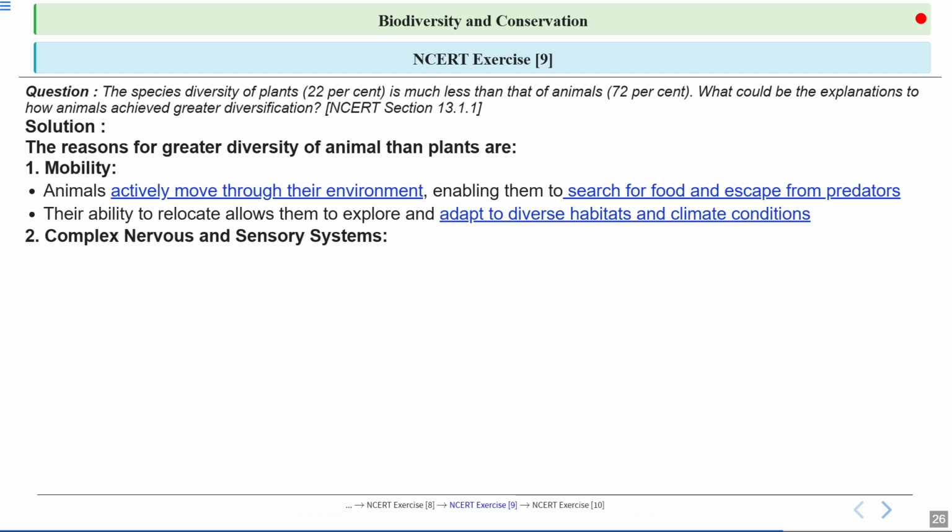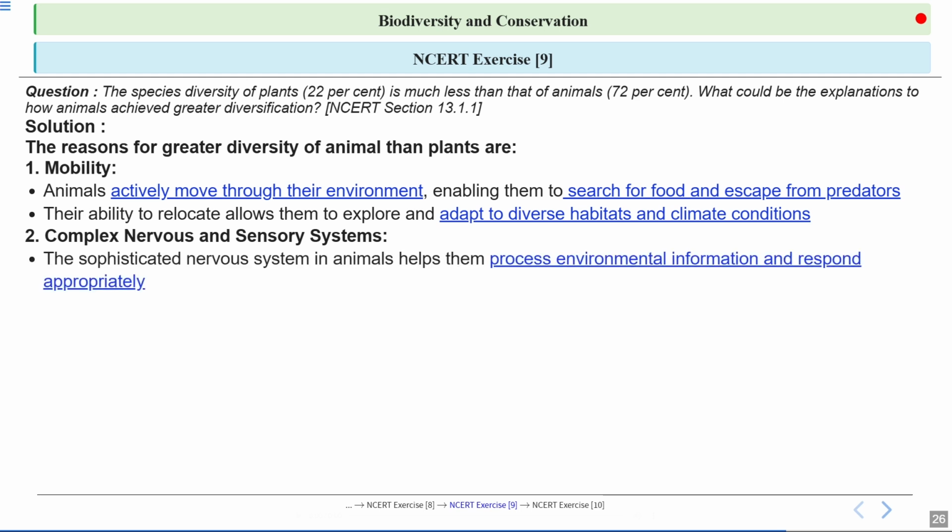The next one is complex nervous and sensory system. The nervous system in animals is a complex network that allows them to sense their surroundings, like seeing, hearing, and feeling things, and then they react in the right way, such as moving away from the danger or finding food. So, this system helps animals survive by making quick and smart decisions based on what they experience in their environment.